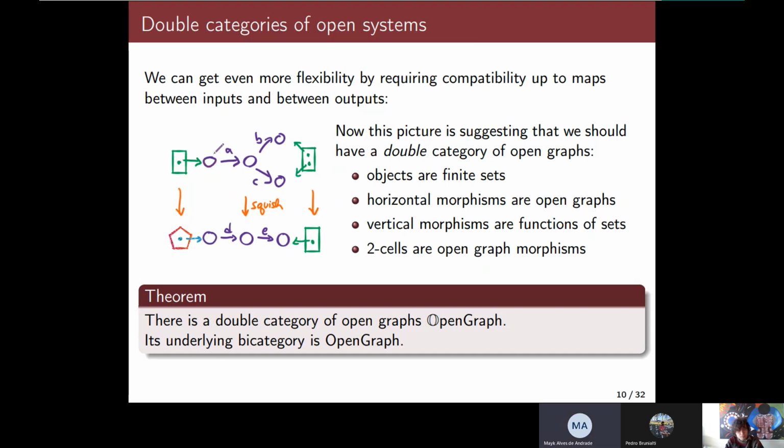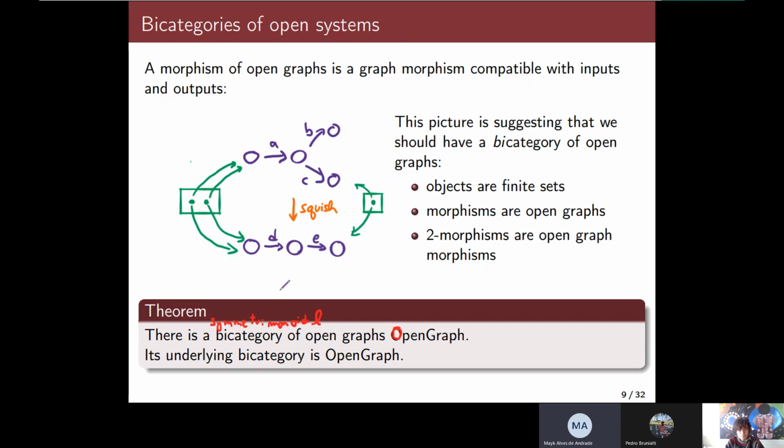I don't get what you mean by underlying category? Sorry, this is the underlying category. Okay, okay. This is like open graphs modulo two morphisms. Okay, I get it. Yeah, yes.